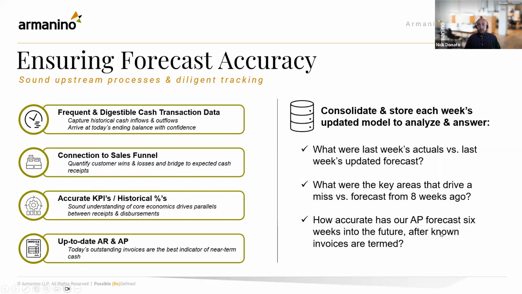And then arguably the most important, aside from the cash transactions, the most important thing towards accurate cash flow forecasting is up-to-date accounts receivable and accounts payable. The most accurate representation of what you're going to receive or spend this week and next week comes back to invoices. What invoices have we received? Can we look at that? And same thing on the payment side.